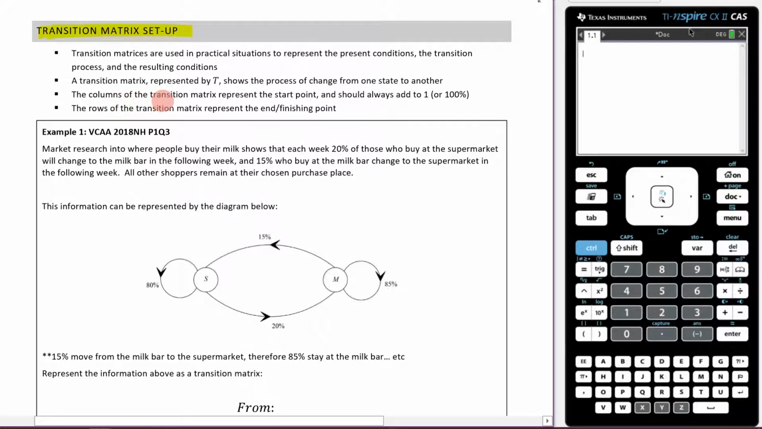The columns of the transition matrix represent the start point and should always add to 1 or 100%. Please highlight that, that's an important line. The rows of the transition matrix represent the end or finishing point.